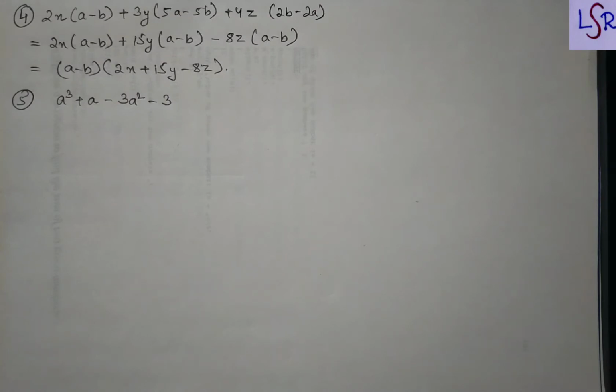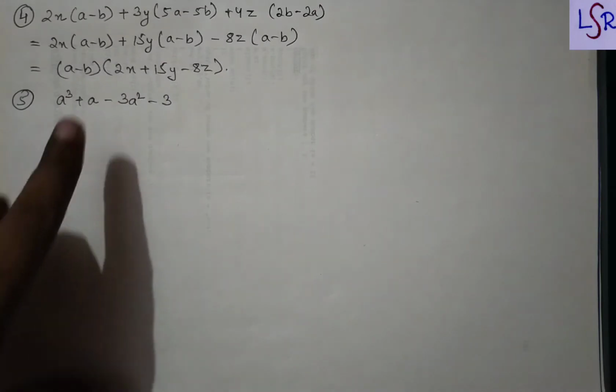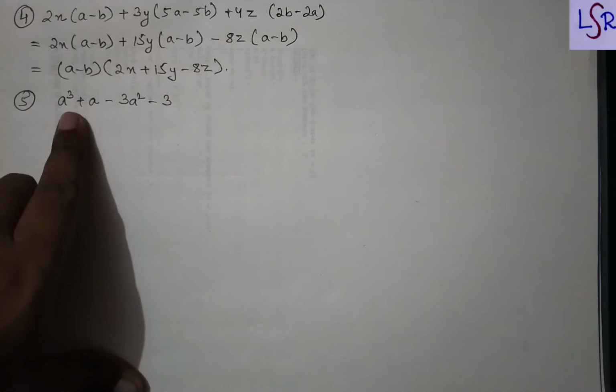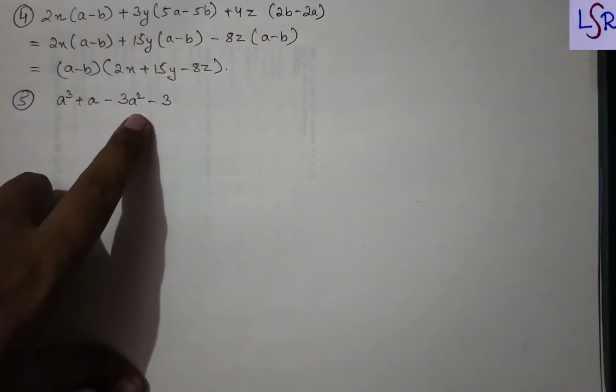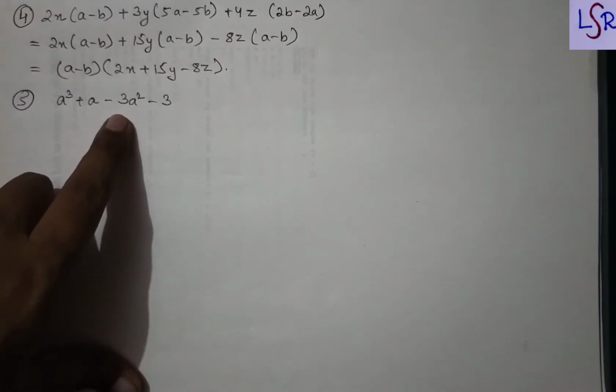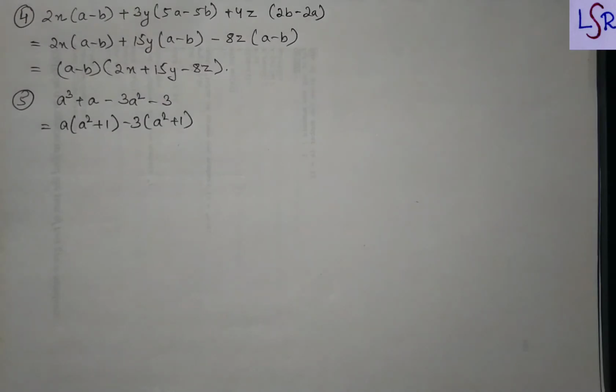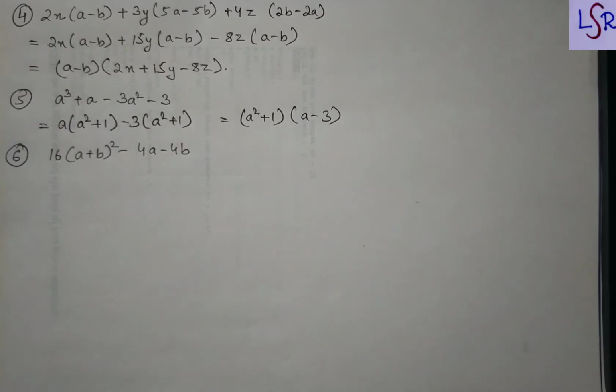Now let's see the fifth question. Here we are having this expression, and from the first two we can take a as common, and from these two we can take minus 3 as common. On taking common we have got this, and now we can take the brackets as common, and hence we got a squared plus 1 in a bracket and a minus 3 in another.